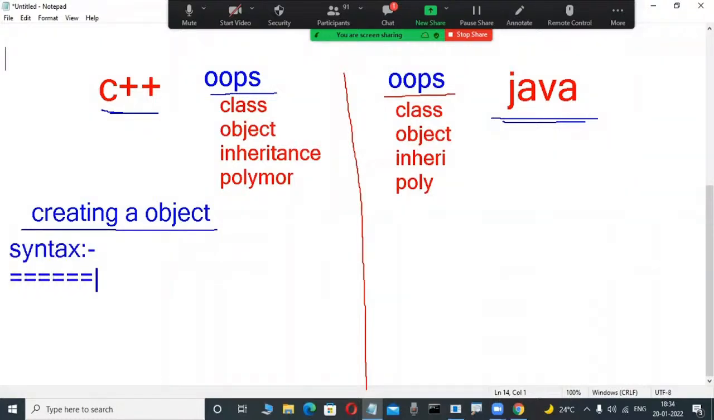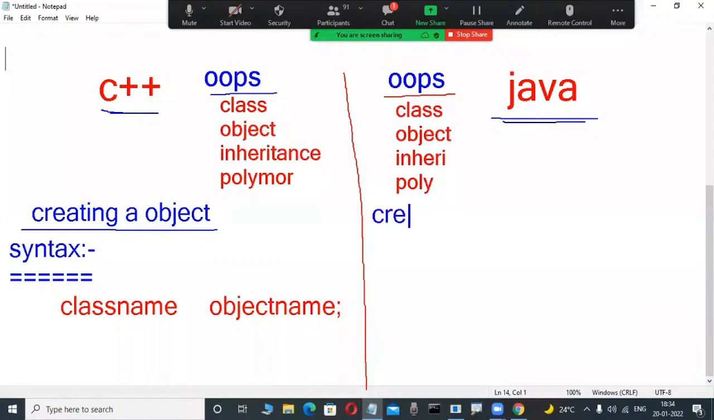Slowly observe here, here is the difference. The syntax in C++ is class name, space, object name. This is the syntax to create an object from the class in C++. Suppose creating an object is also there in Java. Now observe here. Suppose they want to create an object of some class.